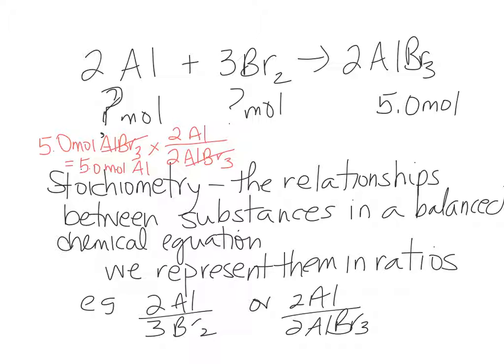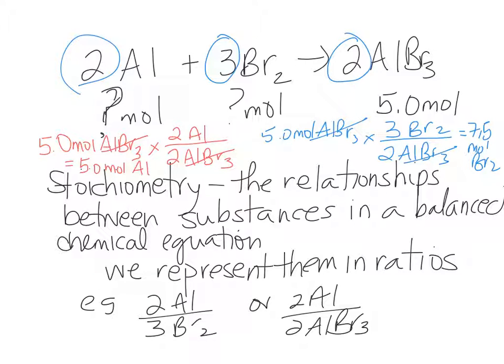So now I'm going to give you a minute to figure out how many moles of bromine I need. Yes. So you'll notice when we set up our ratio to convert, what we start with, aluminum bromide, is on the bottom. The numbers in our ratio are the coefficients from our balanced chemical equation.